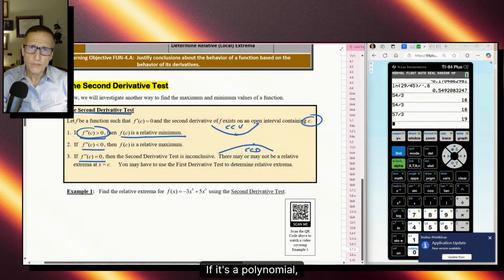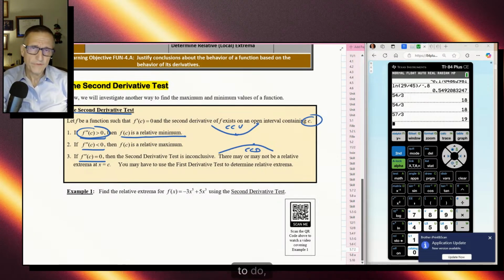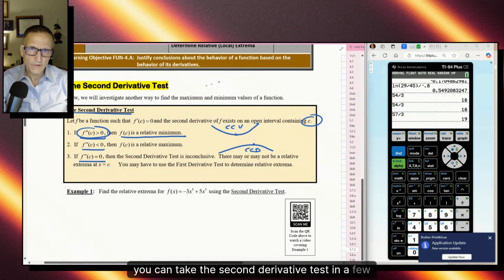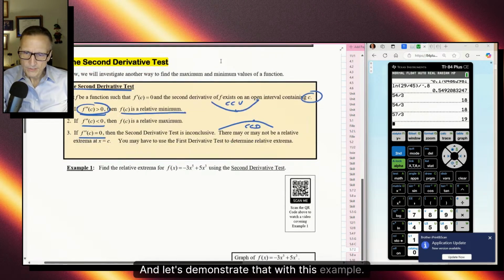If it's a polynomial, then it probably doesn't take very long unless you have to do a product rule. But if it's just a straight up polynomial, you can take the second derivative in a few seconds, and it makes sense to apply the second derivative test. Let's demonstrate that with this example number 1.